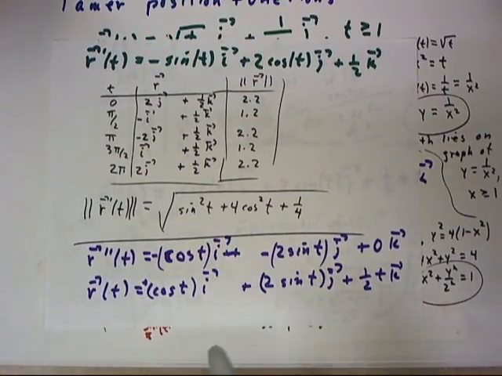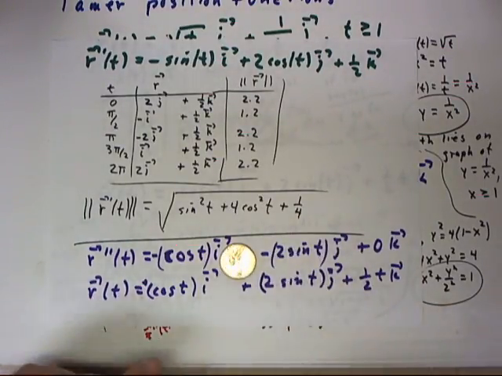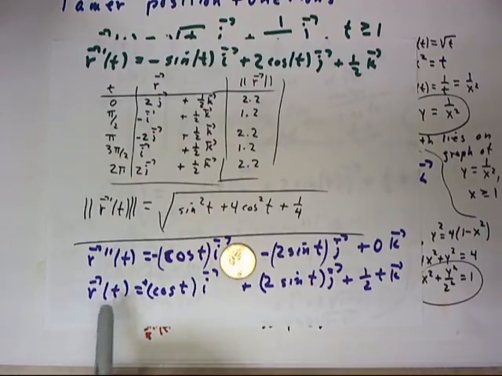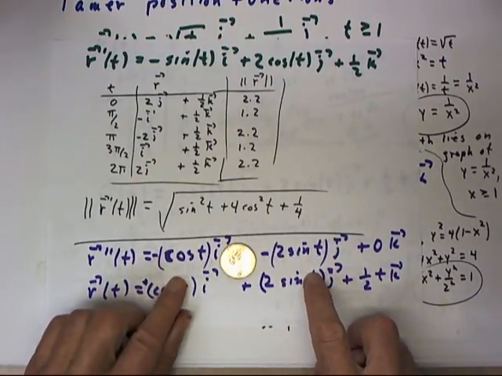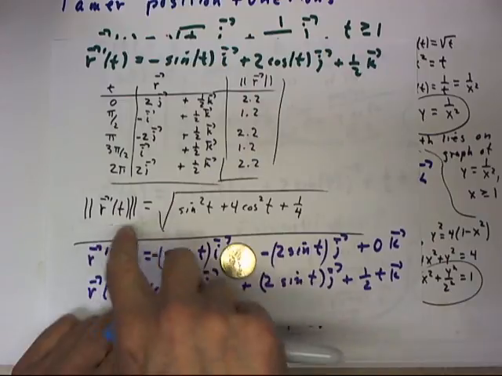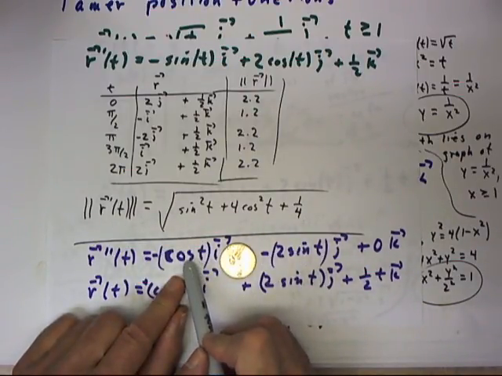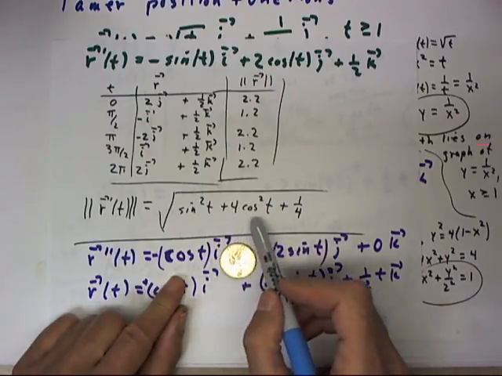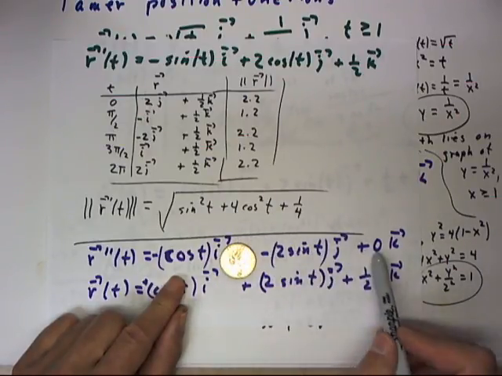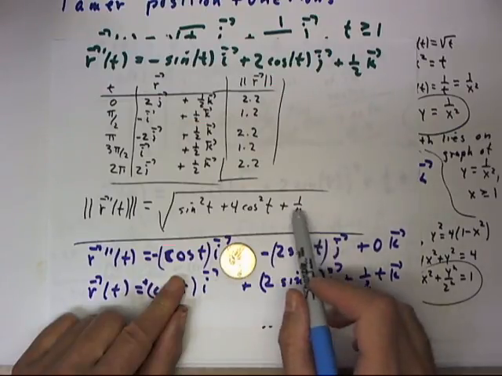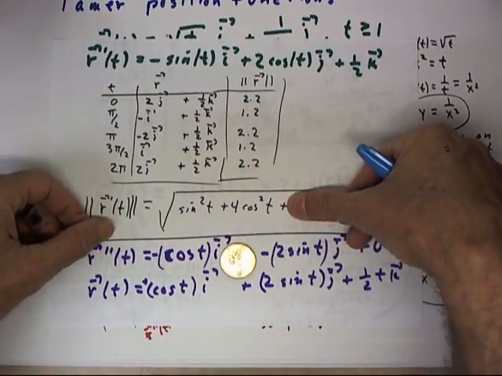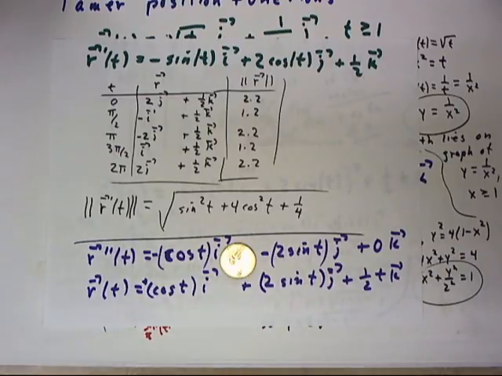The magnitude of our r double prime vector, and let me obliterate the bad symbol here. The magnitude of our r double prime vector is going to be very similar in form to the magnitude of our r prime vector, except that the sine squared would be a cosine squared, and the 4 cosine squared would be a 4 sine squared, and the 1/4 wouldn't be there because the k component has become 0. So it would look a lot like this, and we don't need to write that down. It would be easy to write it down. It would not be difficult to take its derivative.